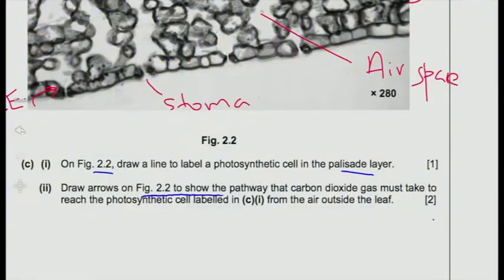So that's where we are. That's the line. Draw the line as we have done. That's where photosynthesis occurs. Let's look at the question to be more precise. On figure 2.2, draw a line to label the photosynthetic cell in the palisade layer.